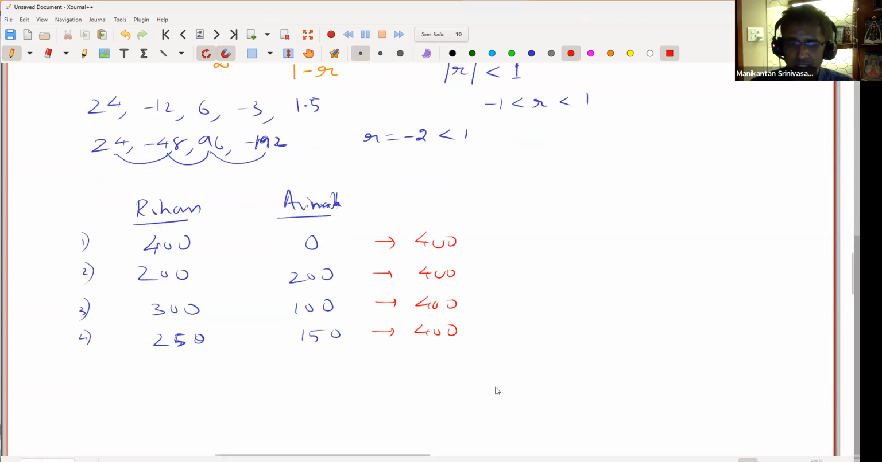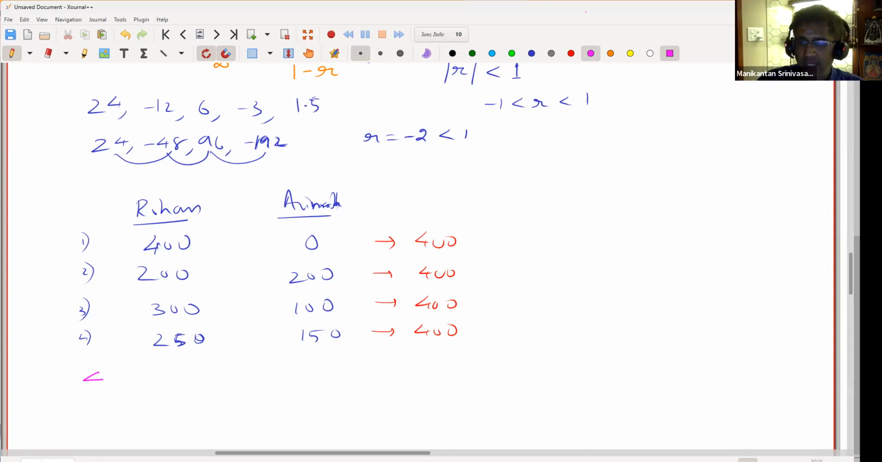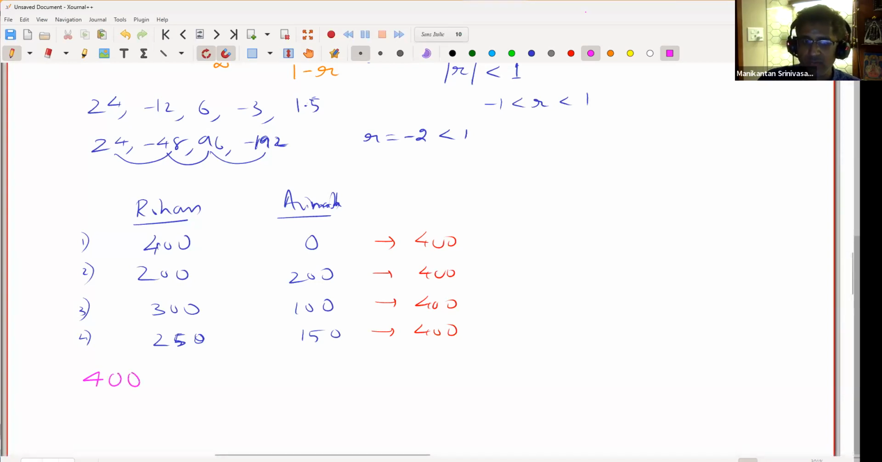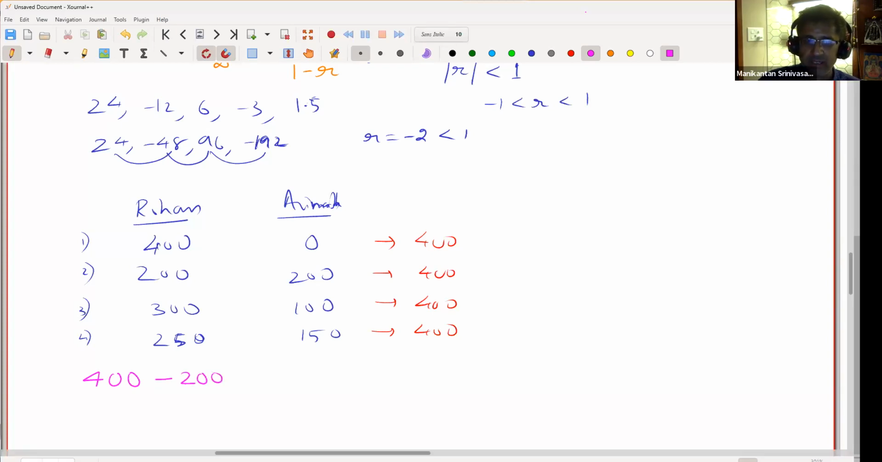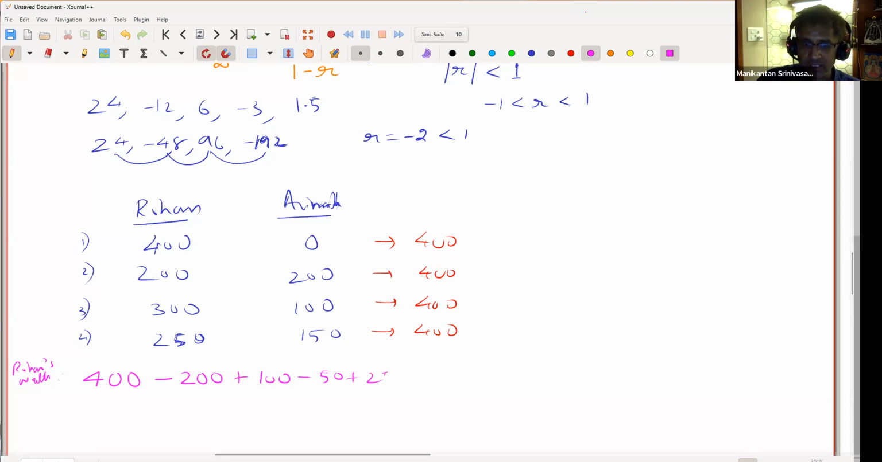Right, so let's discuss. Since we have given enough time, let's say I go from Rohan's perspective. I'll look at the wealth that Rohan has at the end of some n number of days. Initially he has 400. At the beginning of the second day, he has lost 200. Rohan's wealth started off with 400, then decreased by 200, then increased by 100, then decreased by 50. And this is your sum of n terms in a geometric progression.